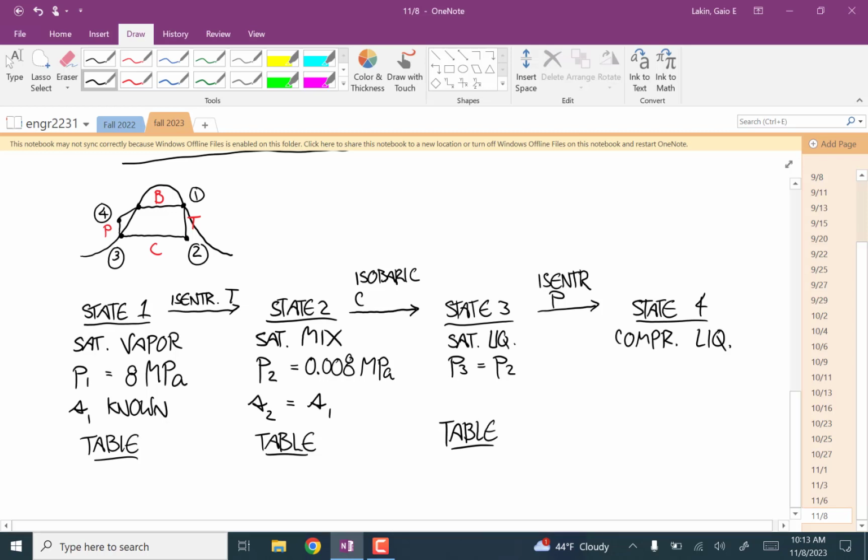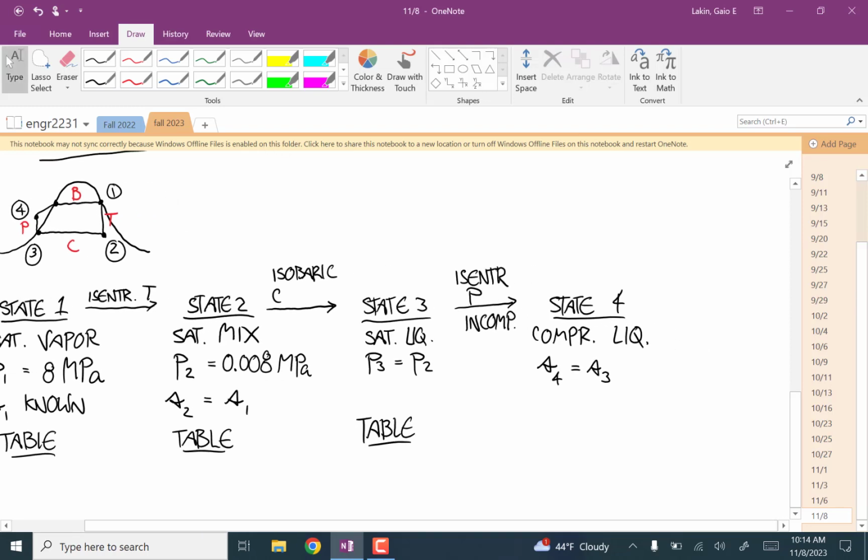Well, we know that the entropy at state 4 is the same as the entropy at state 3. We also know that through this whole process, through the pump, this is a liquid, which means we can treat this process as incompressible. Okay, so we can't look anything up in the table for this yet, but we have stuff to work with.